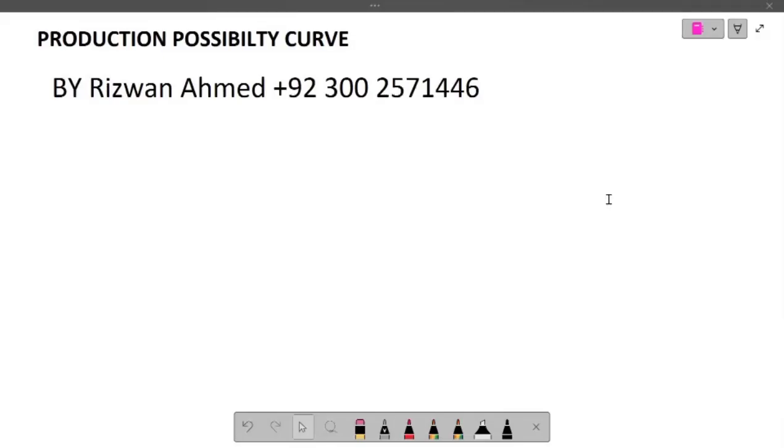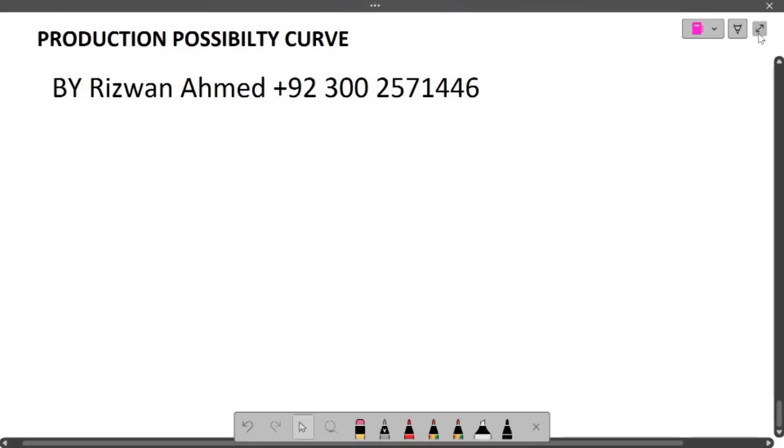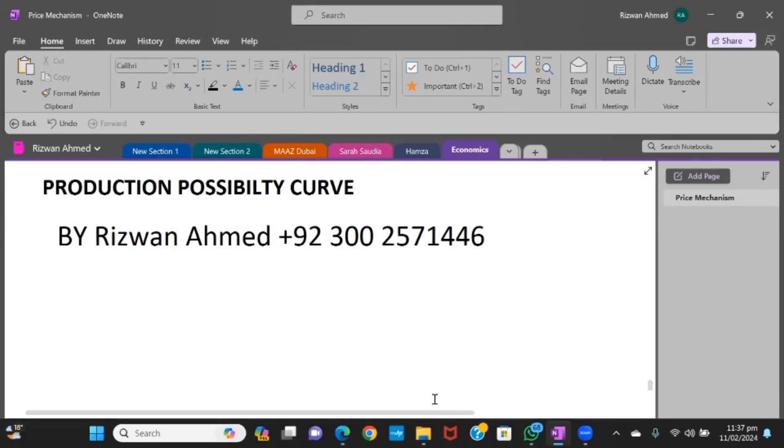Hello guys, today's topic is the production possibility curve, and first of all we have to understand the correct definition of the production possibility curve. For this, look at my screen.